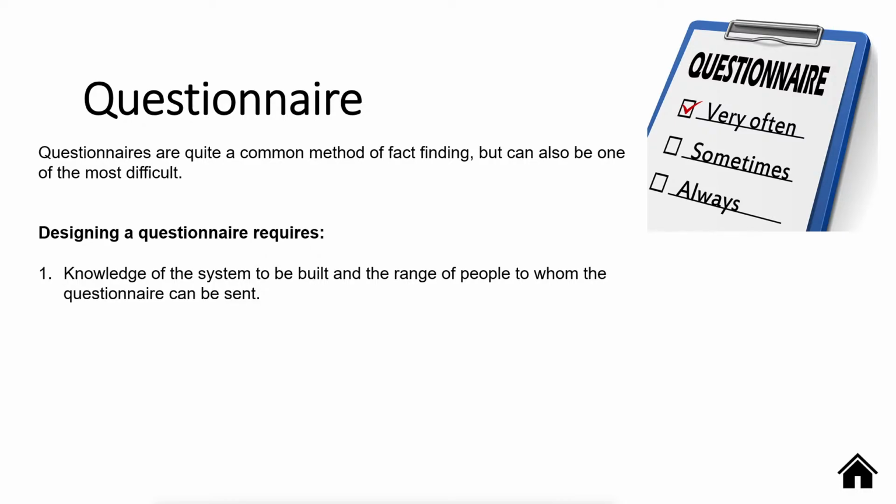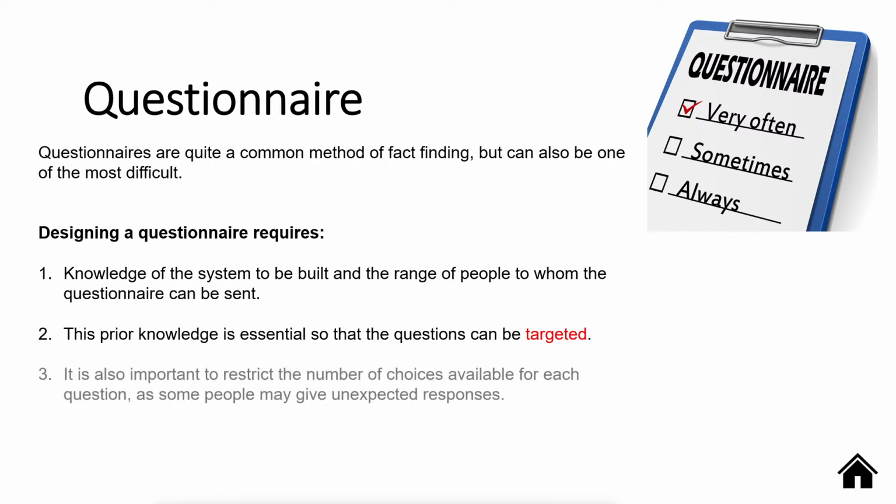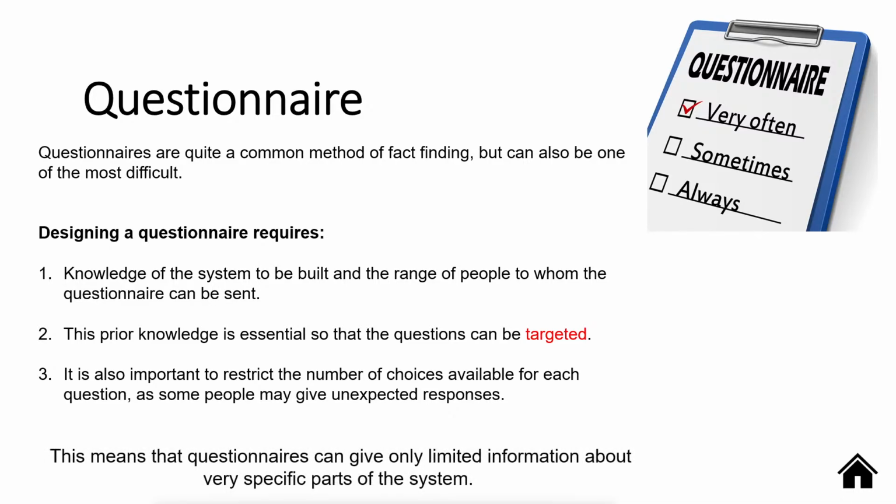Are you giving it out on paper? Are you emailing it out to them? This prior knowledge is essential so that the questions on the questionnaire can be targeted. Are you doing them for technical users? Are you doing them for non-technical users? So the questions would be different. Are you having open and closed questions? It's also important to restrict the number of choices available for each question, as some people may give unexpected responses. And this means that questionnaires can only give a limited amount of information about very specific parts of the system.